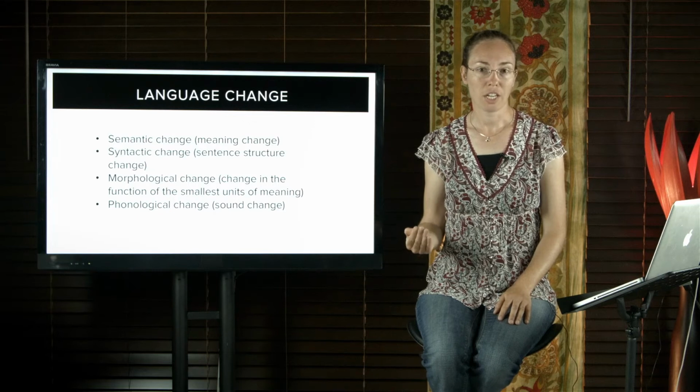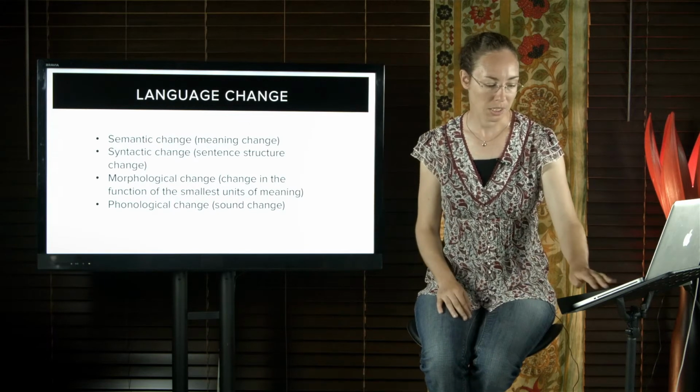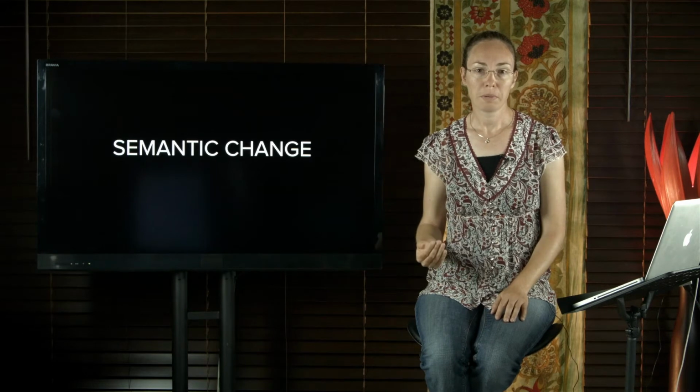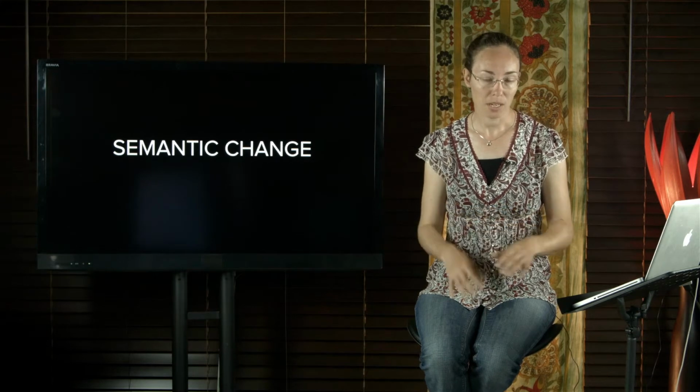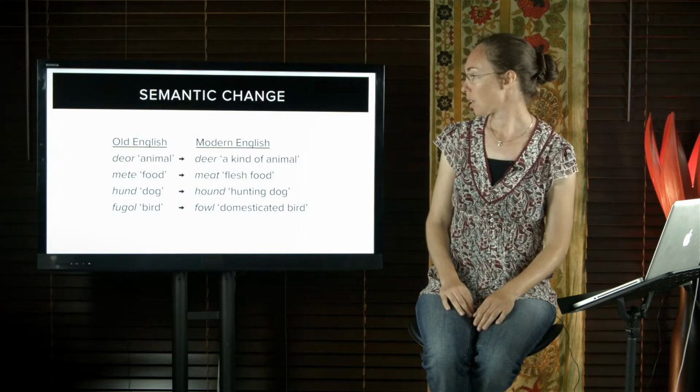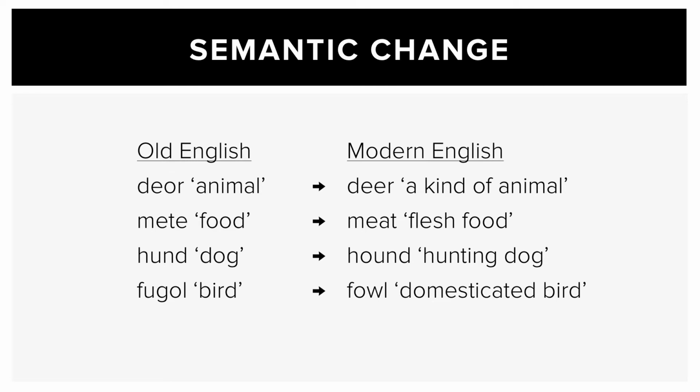Words can change meaning over time, and there are several different kinds of meaning change that are common. Word meanings can change in how wide the meaning is. For example, meanings can become narrower, like these words in English. So from Old English, we have deer, meaning animal, and in modern English, that's become deer, a particular kind of animal. The Old English meat, meaning food, has become meat, meaning flesh food. Hund, meaning dog, has become hound, a hunting dog. Fugol, bird, has become fowl, a domesticated bird.